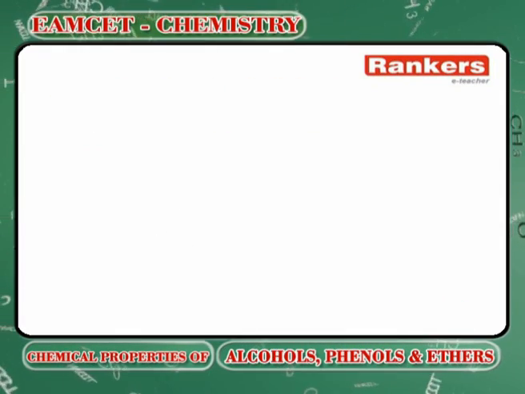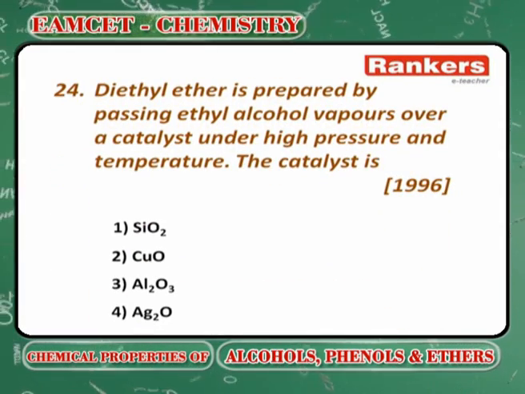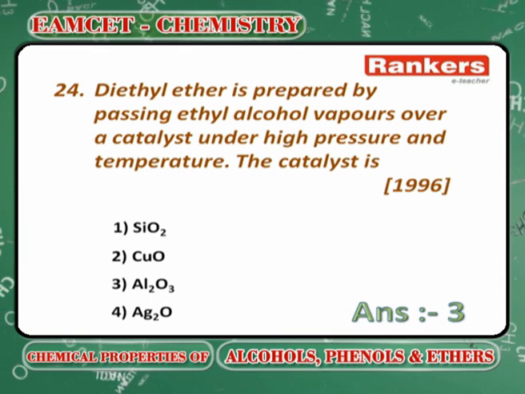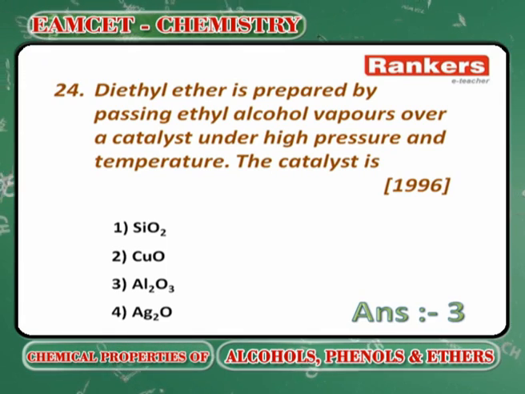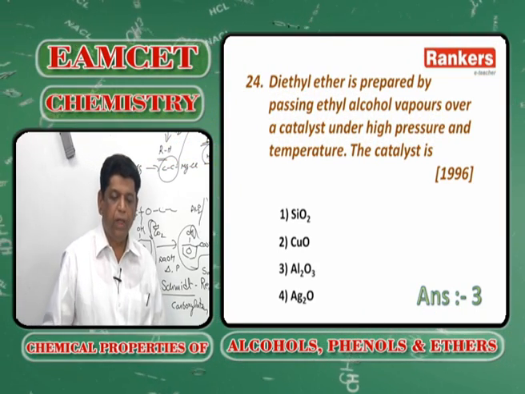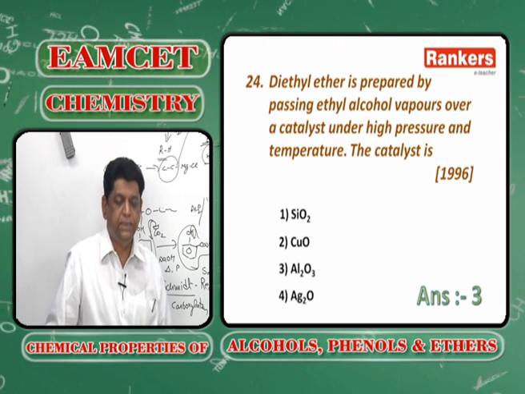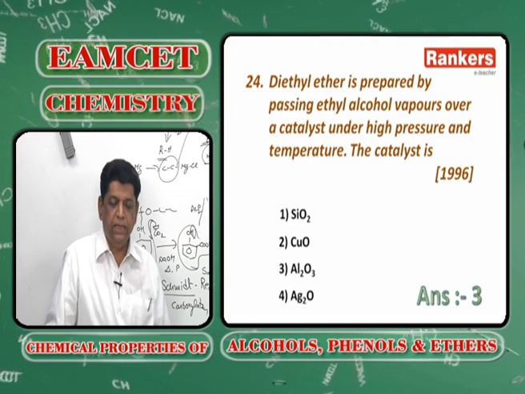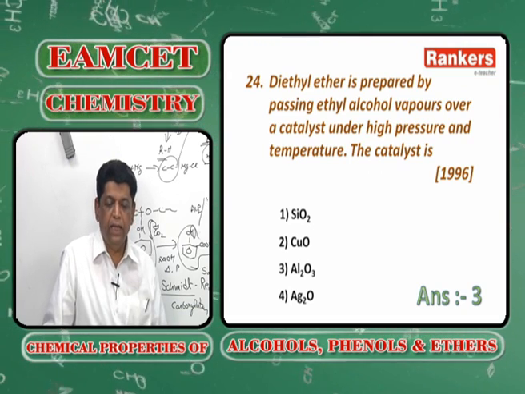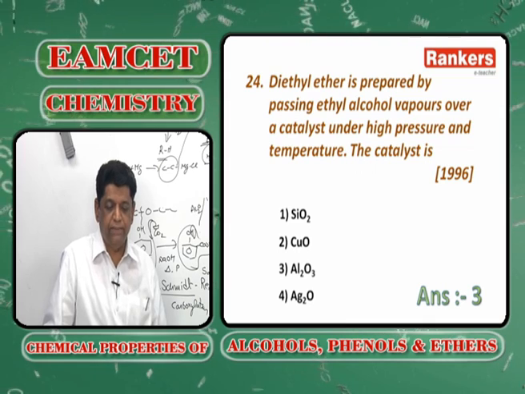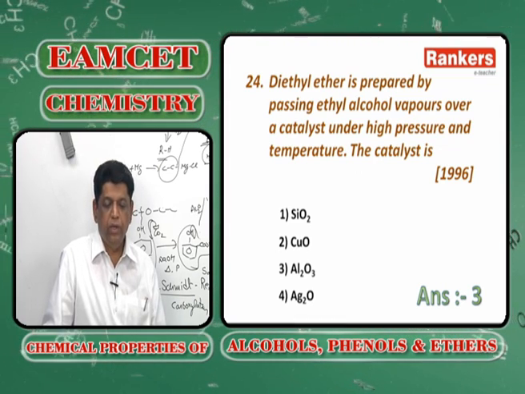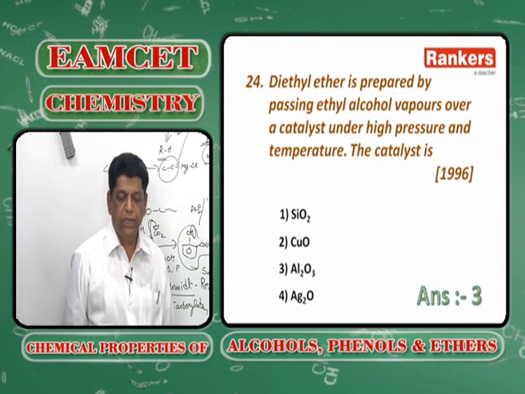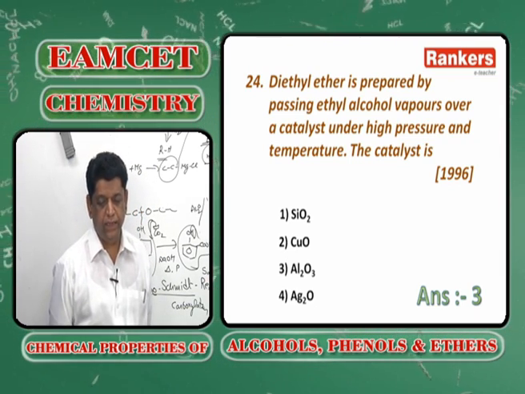Next, diethyl ether is prepared by passing ethyl alcohol vapors over a catalyst under high pressure and temperature. As I said, diethyl ether can be prepared from the alcohol. Alcohol has 3 conditions. At low temperature, ethyl hydrogen sulphate forms. At normal conditions, ether is formed. At higher conditions, it undergoes dehydration and gives alkenes. Here it is possible through alumina. The temperature is not mentioned, but it is around 140 degrees. If alumina is used, 250 degrees centigrade is required.